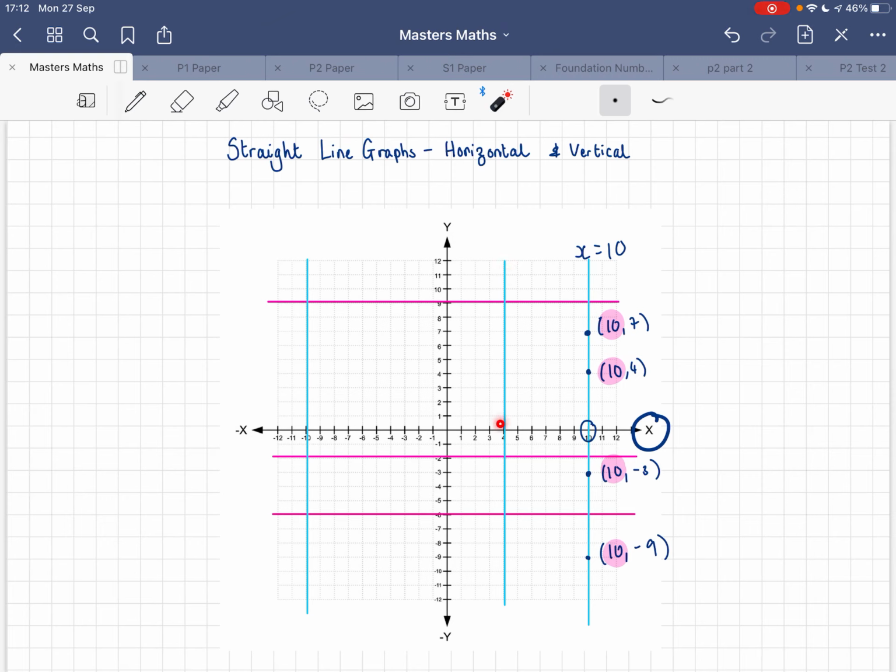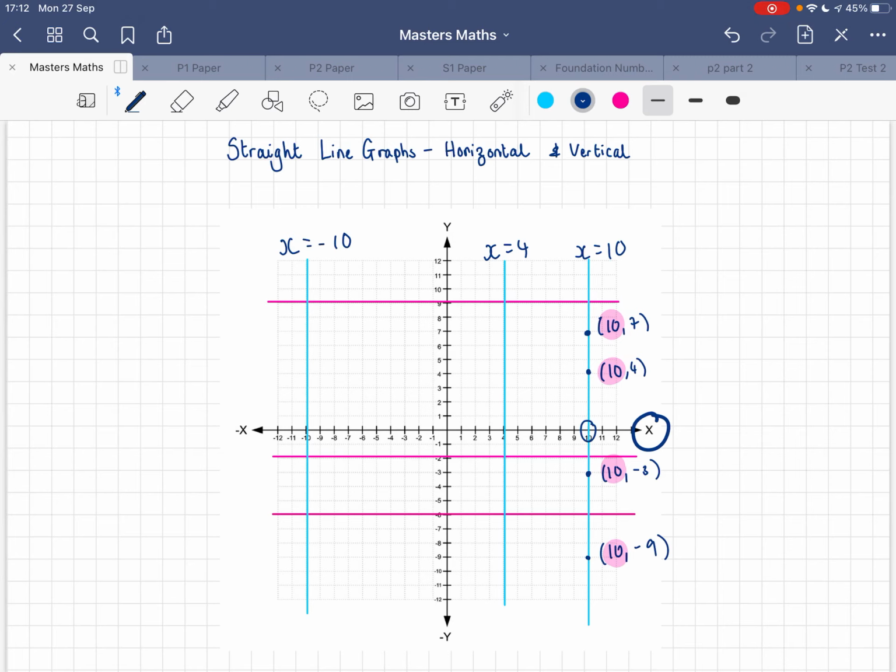The next one along is crossing at 4, so we would call that line x equals 4. And then the one on the far left is crossing at negative 10, so x is negative 10. So those are the vertical lines. That's how we find the equations of the vertical lines.